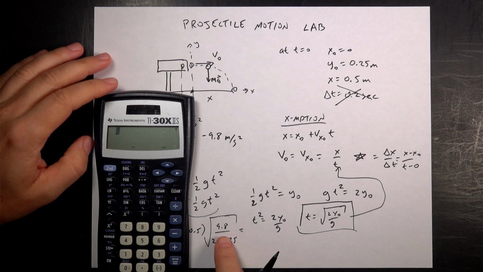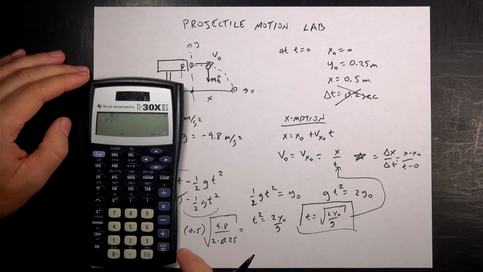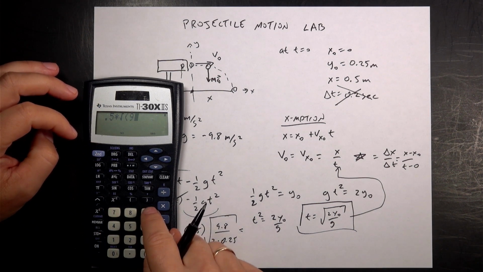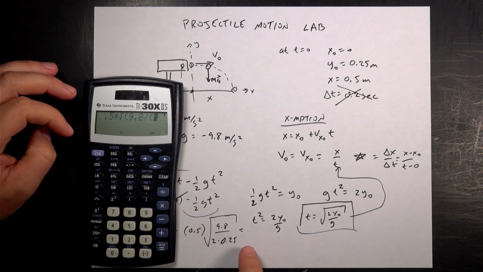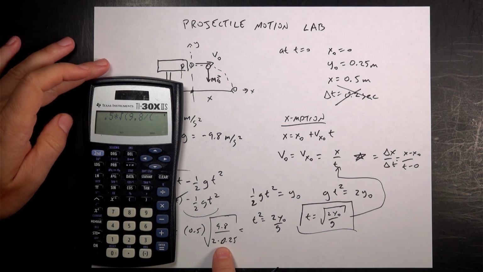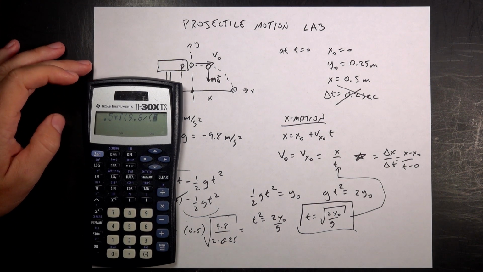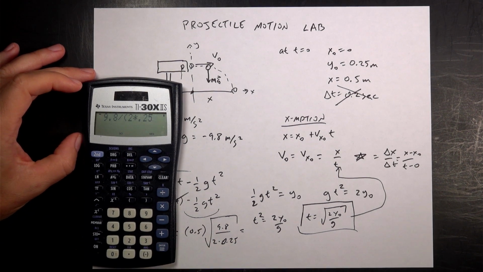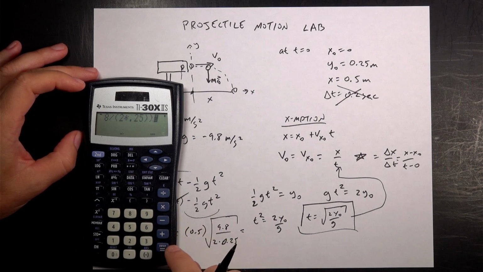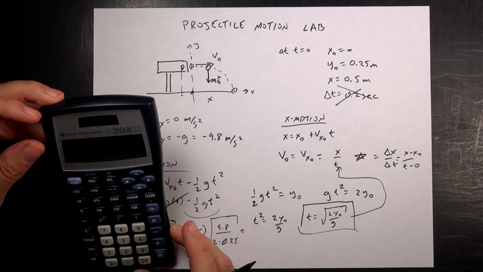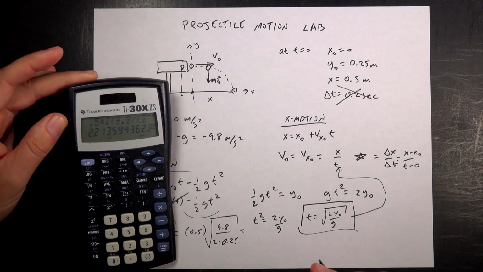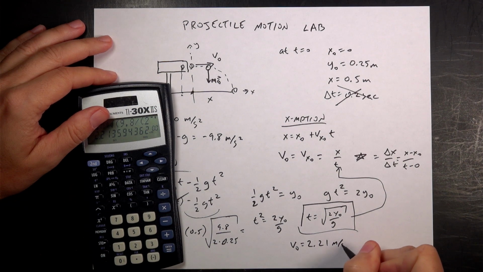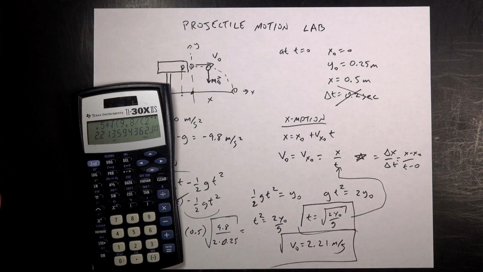Clear. So I'm going to say 0.5 times the square root of 9.8 divided by parentheses, because you don't want to do divided by 2, right? And then multiply by 0.25, because it'll do that wrong. 2 times 0.25, or you could just put 0.5. Parentheses equals. And I get 2.21 meters per second. Okay.